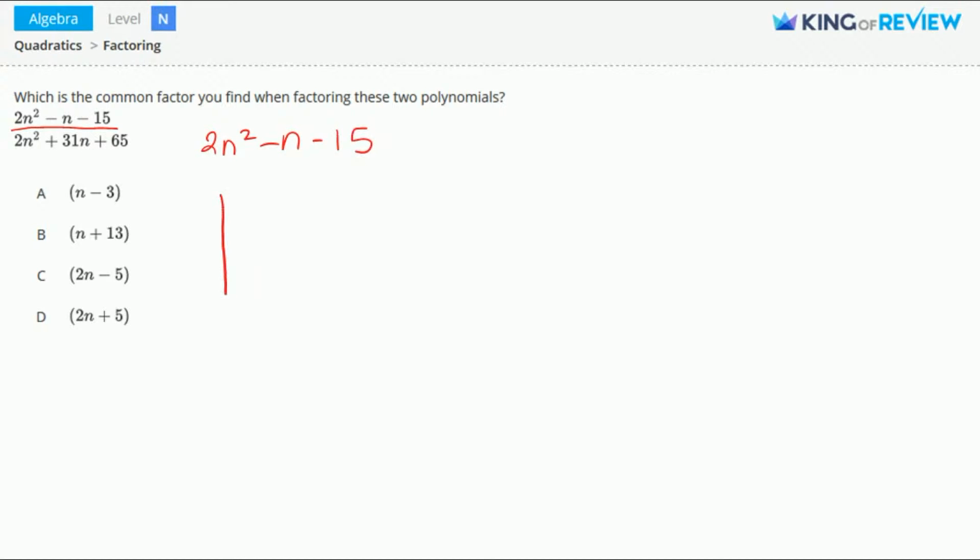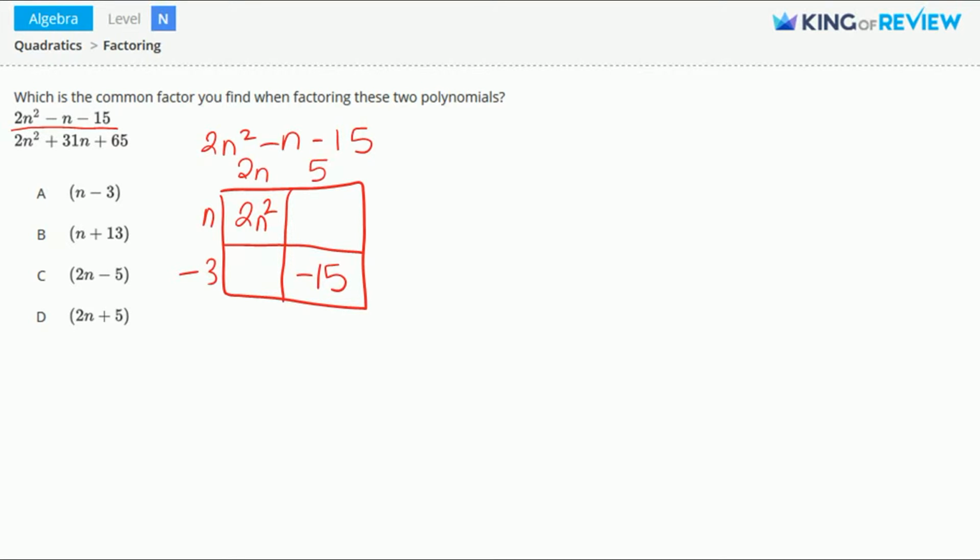And one method for factoring is using a factorization box. And I'll put my n squared term here, so 2n squared, and I'll put my constant, negative 15, down here. What two terms multiply together to give 2n squared? 2n times n give 2n squared. And what two terms can multiply together to give negative 15? Well, 5 and negative 3 would work.